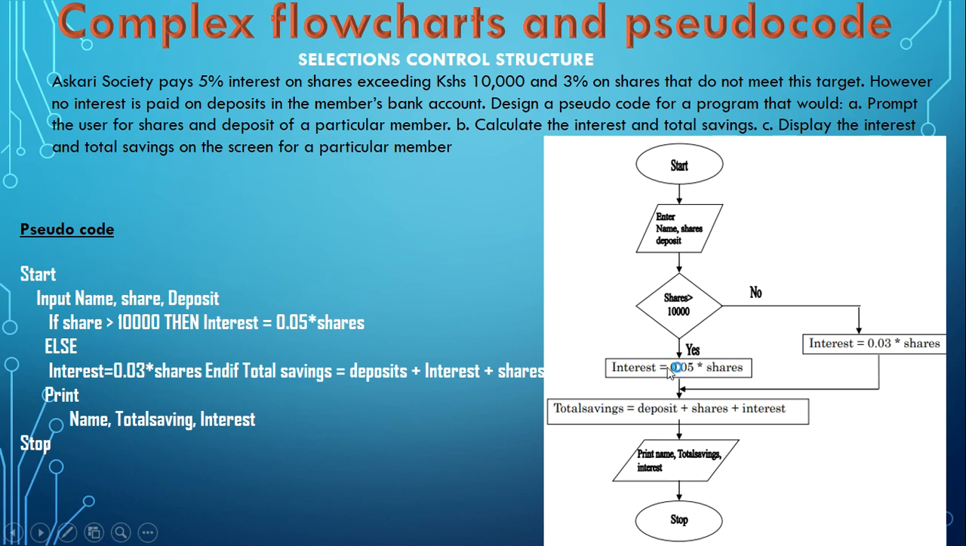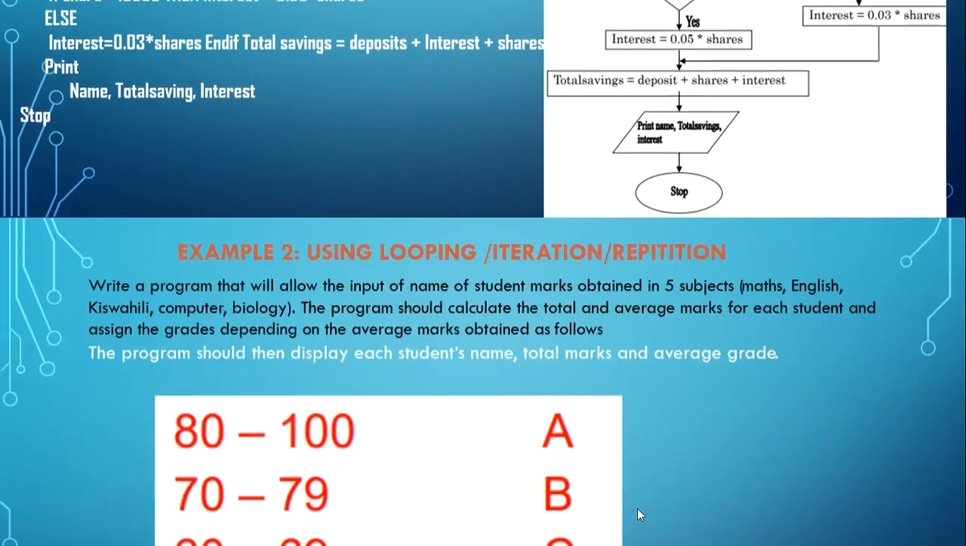Then the decision is made. Is shares greater than 10K? Yes. Then it is 0.5 times shares. Else, if no, it is interest, that is 0.03 times shares. Then you add them together and print them. See, now this is a complex flowchart.